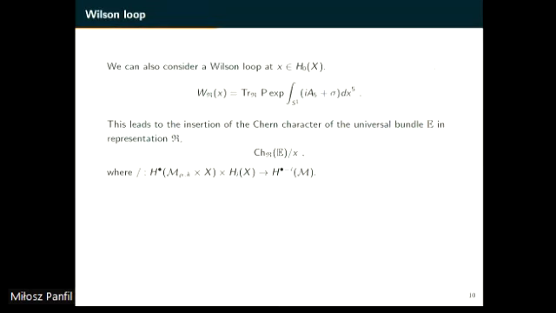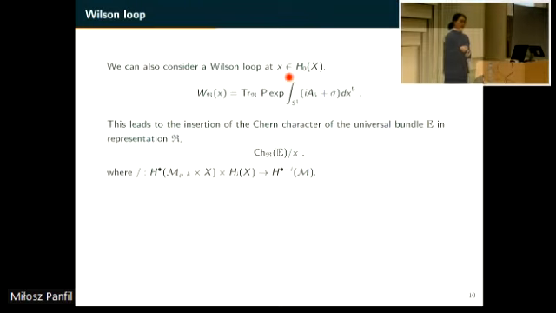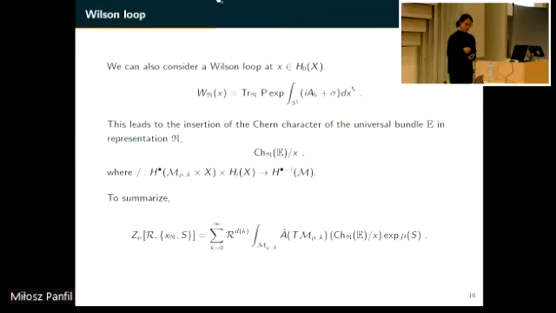So we can also consider a Wilson loop that sits at a point on the four-manifold. And by a similar argument, you can show that this leads to an insertion of the character of the universal bundle in representation R evaluated at the point X.